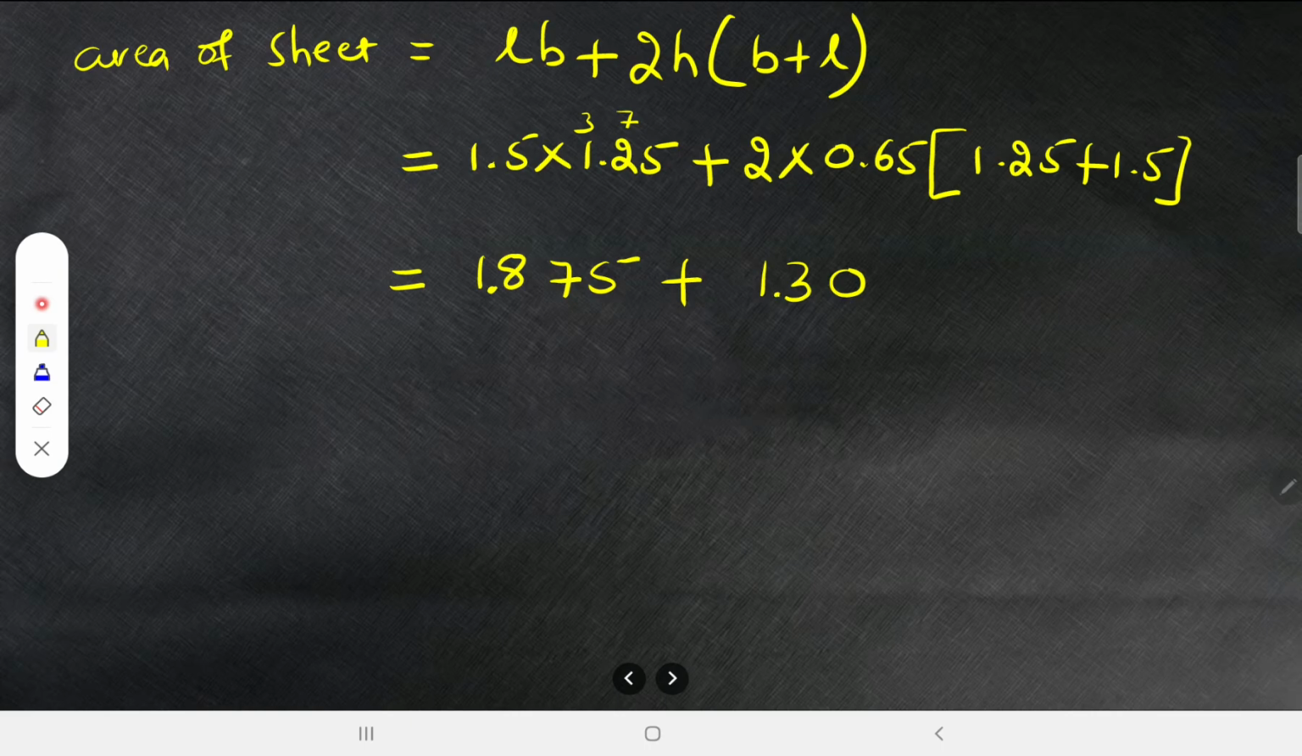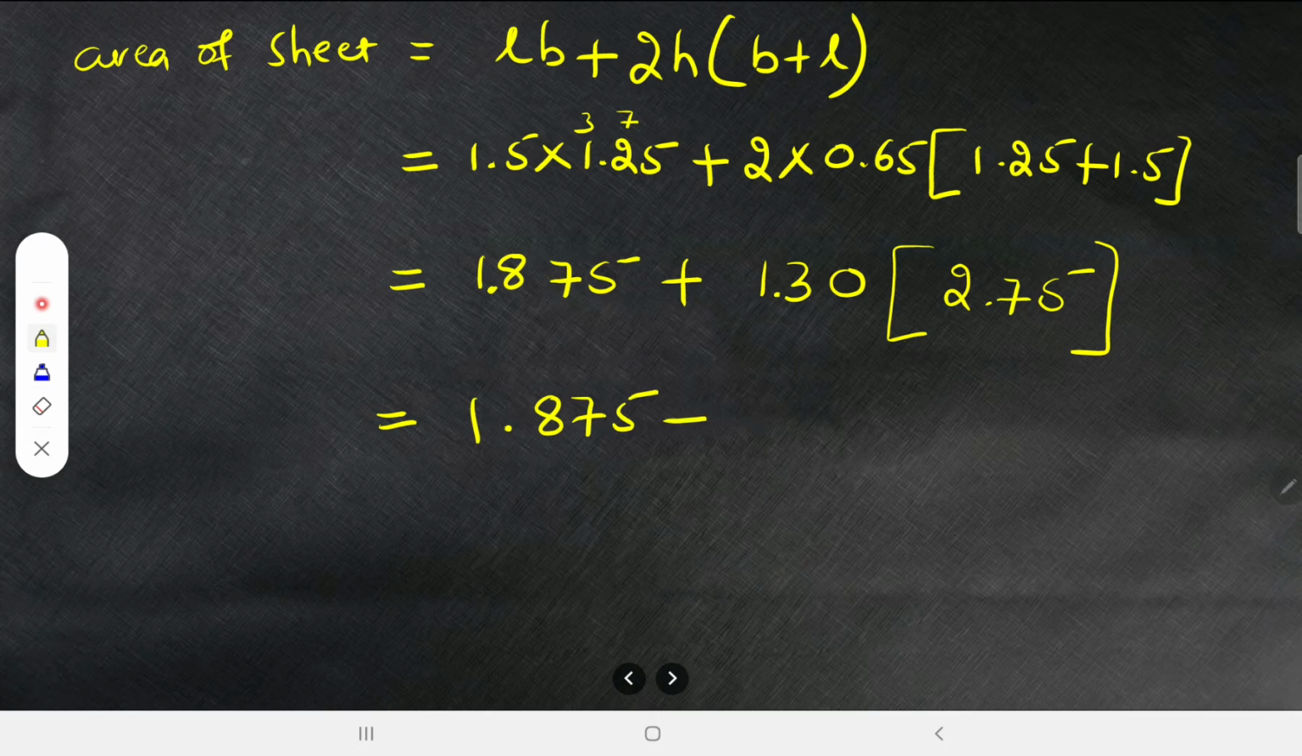All right, you can remove this 0 also. Then in bracket it becomes 5 plus 0 is 5 and 2 plus 5 is 7. So it becomes 2.75. This basic calculation must be known to you. Then afterwards we are going to have 1.875 plus 1.3, bracket 2.75.